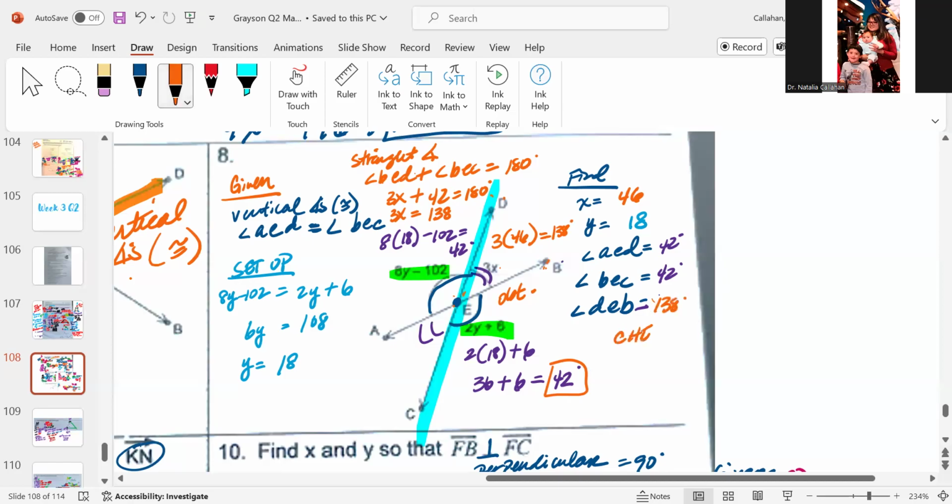So to check this, if I were to do the straight line, 138 plus 42, does it equal 180? Yes, it does. Okay. All right, I'm gonna pause it and have you go ahead and catch up and do it right.